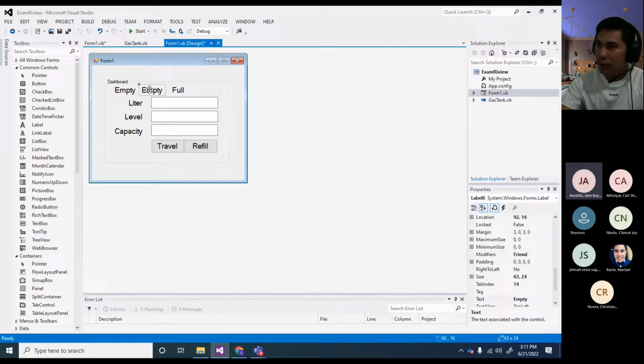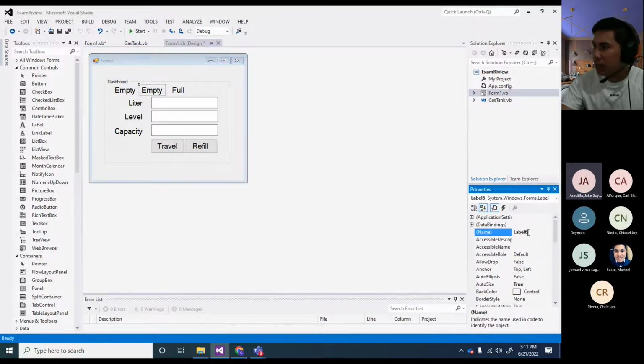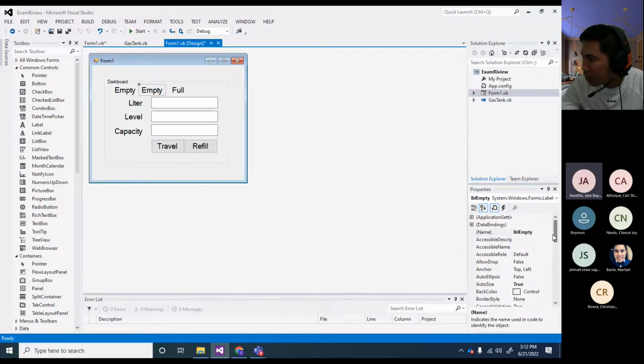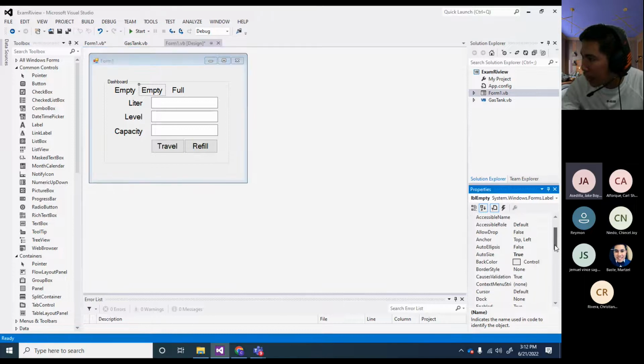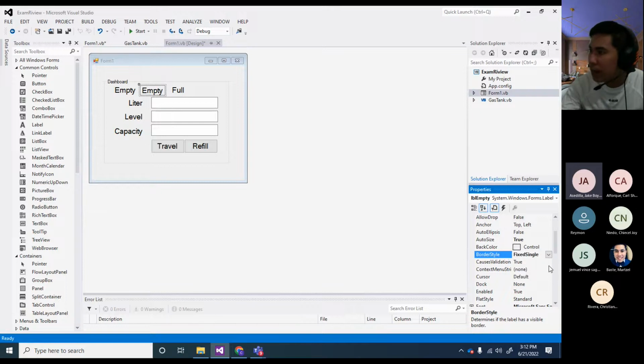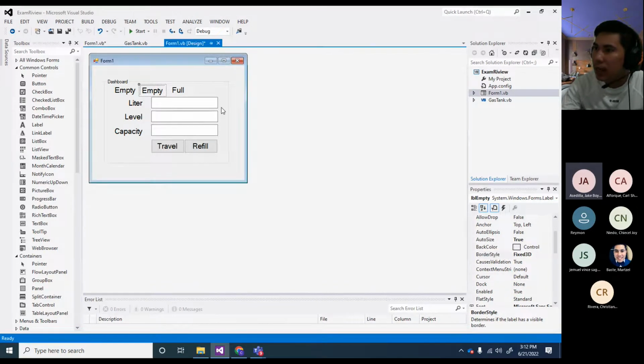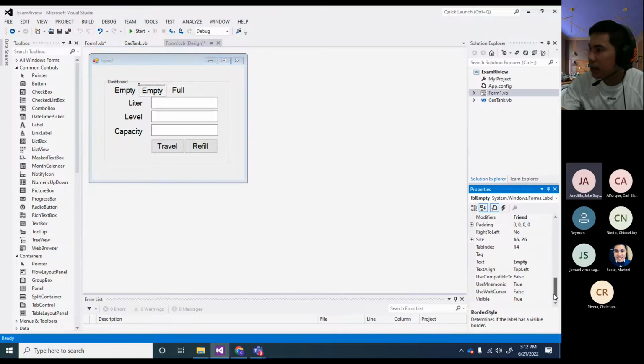So this is the label empty. And then we change its border style to fixed single. We can also use 3D. And then, let's say, nothing inside.